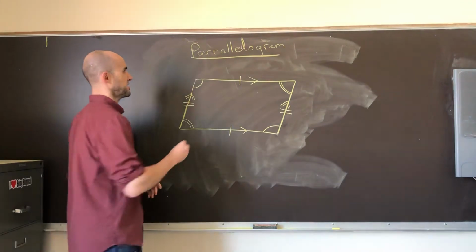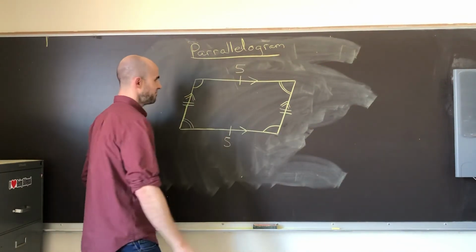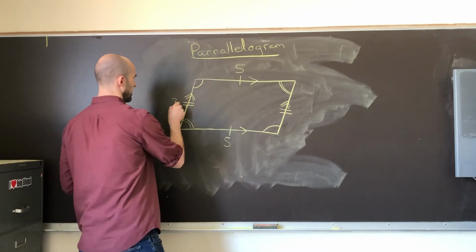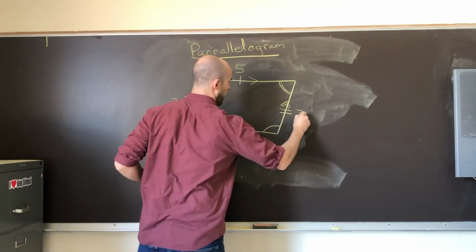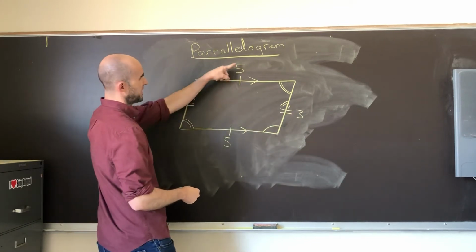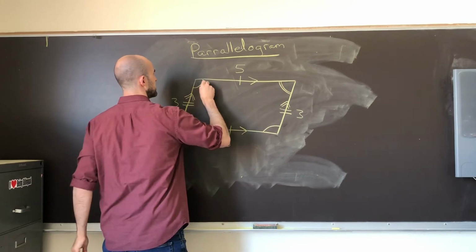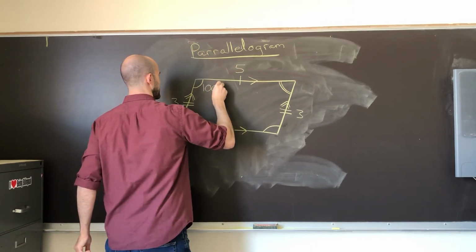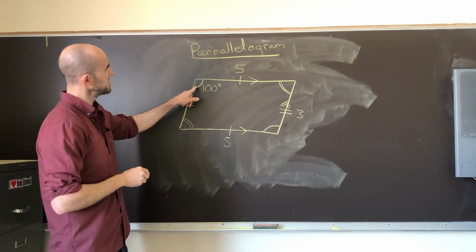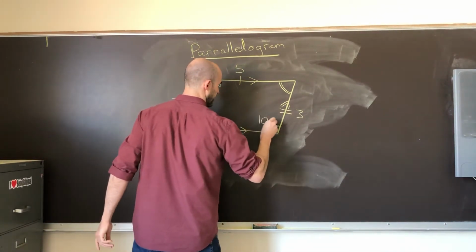Now let me show you how this helps with numbers. If that's 5, this would be 5. If this is 3, that's going to be 3, because they both have 2 tick marks, they're the same. 1 tick mark, 1 tick mark, they're the same. If this angle here is 100 degrees, let's say, then automatically this angle is 100 degrees.